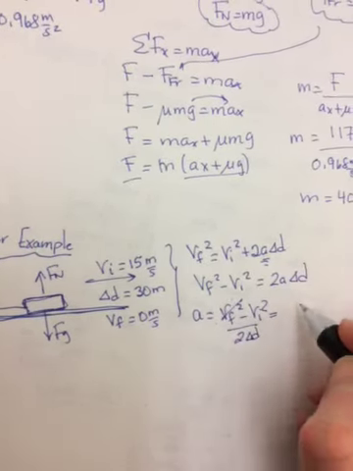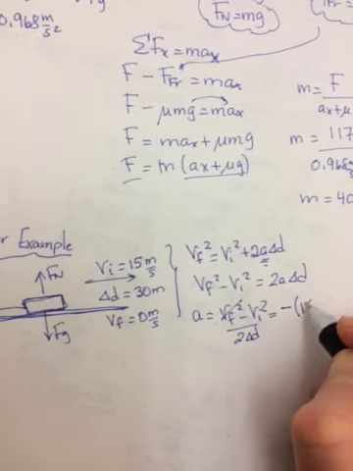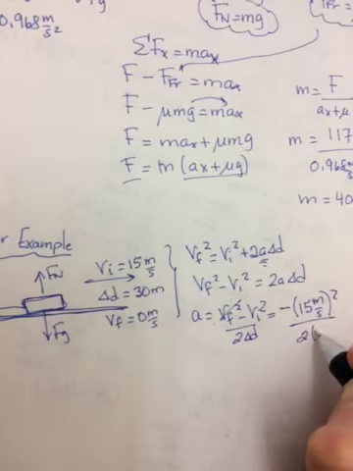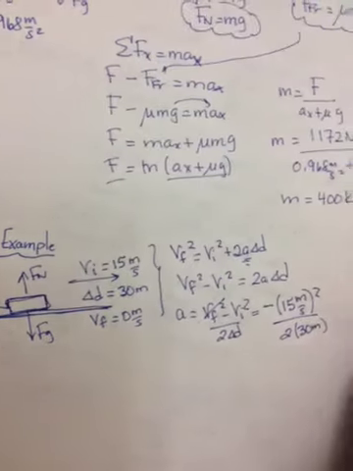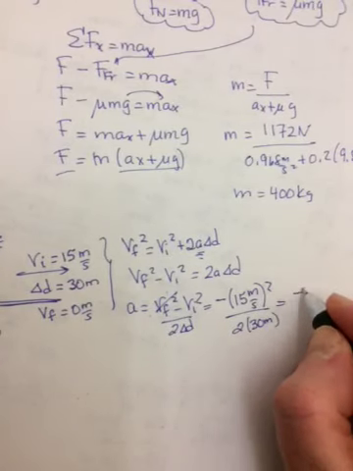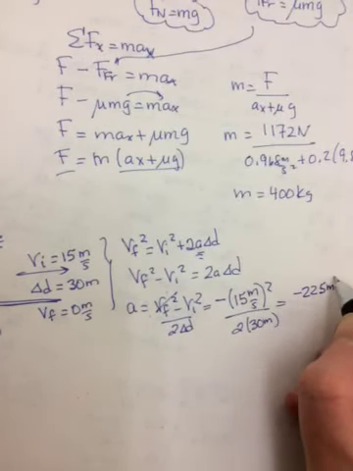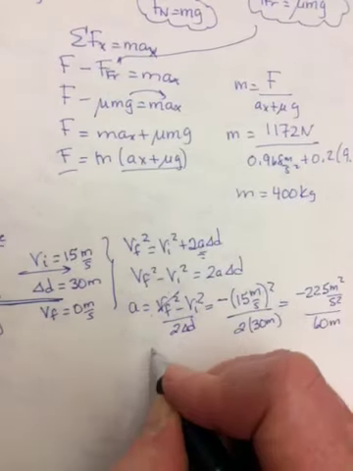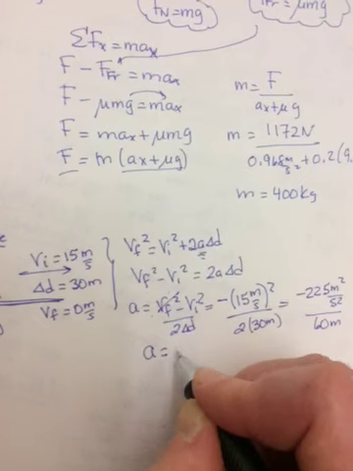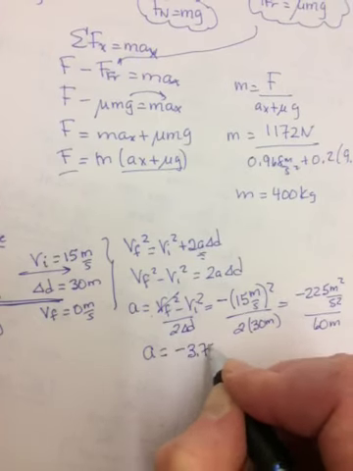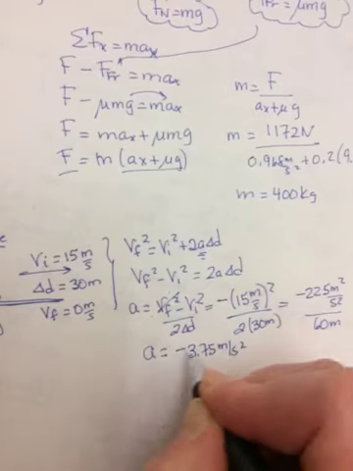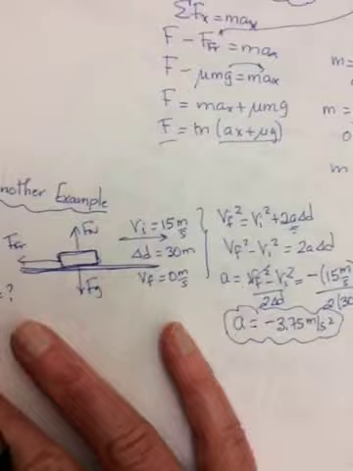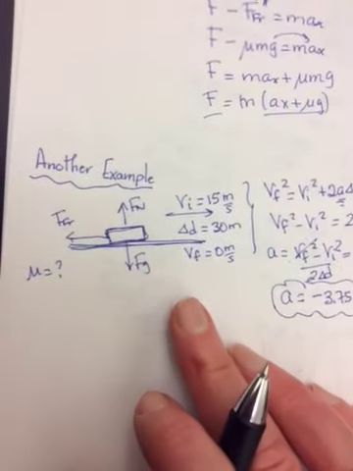Vf is 0, so this disappears. So it's negative 15 meters per second squared over 2 times 30. So 15 squared is 225, and the negative stays, right? It's not inside the brackets. So it's negative 225 over 60. So you're going to get an a of, I think it's negative 3.75 meters per second squared. And the negative, of course, means the puck is slowing down. It does that when it's sliding even on ice.